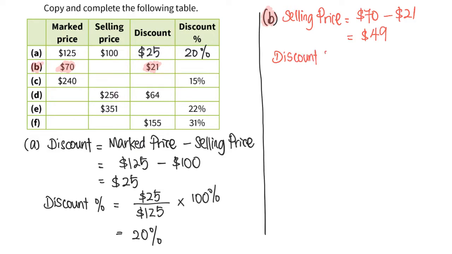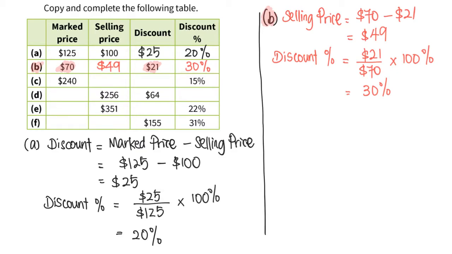Since I already have the discount, the discount percentage is pretty straightforward now. $21 over $70, the mark price, times 100%. Then I will know the percentage: 30% discount. So the selling price will be $49, 30%.